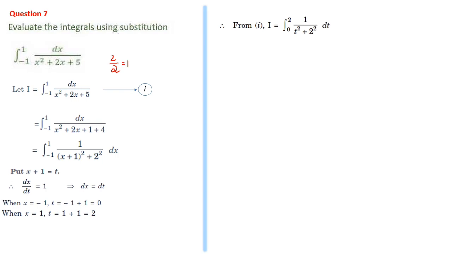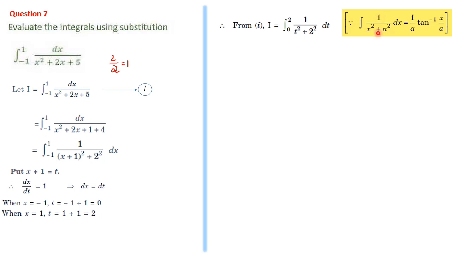Then let's take equation number 1 and substitute. I is equal to integral minus 1 to 1, the upper limit and lower limit changed, that is from 0 to 2. Integral 0 to 2, 1 divided by this term, which we have substituted as x plus 1 the whole square, we have substituted as t. So we can write it as t square plus 2 square. Now it is in the form 1 divided by x square plus a square. This one we have already identified here itself.